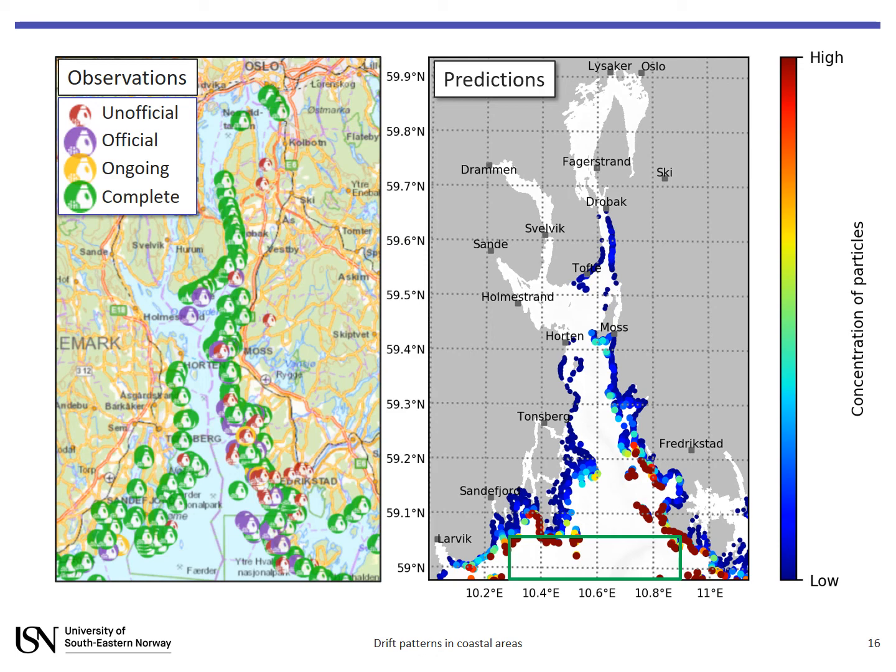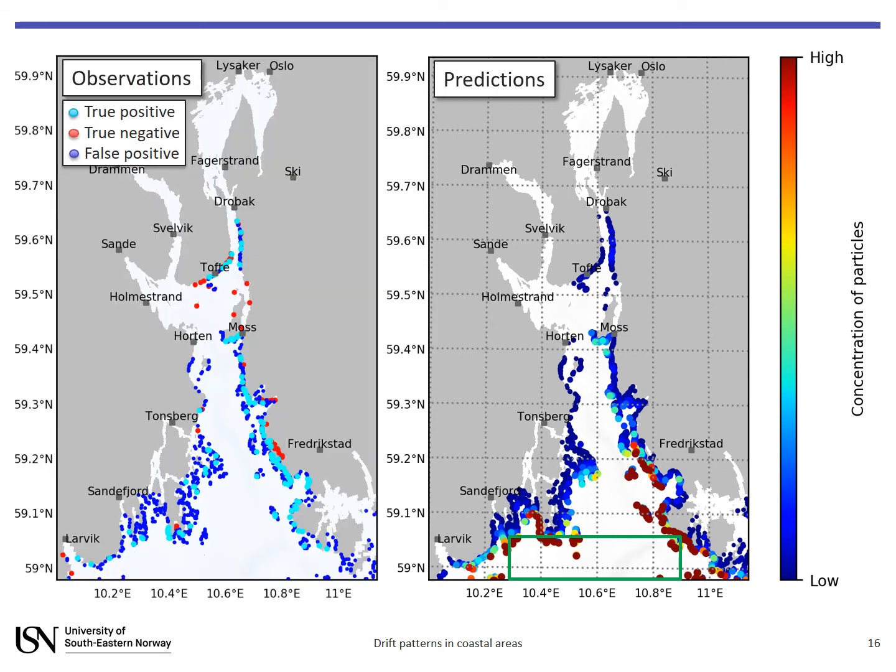After manually filtering the observations, we compared with the predictions. The true positive positions are marked with cyan, that is, positions with observations where the model predicts beach pellets. The true negative positions are marked with red. That is, positions with observations, but the model did not predict beach pellets.